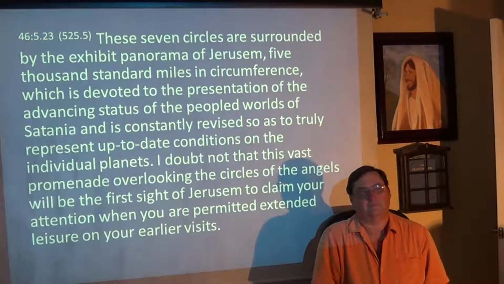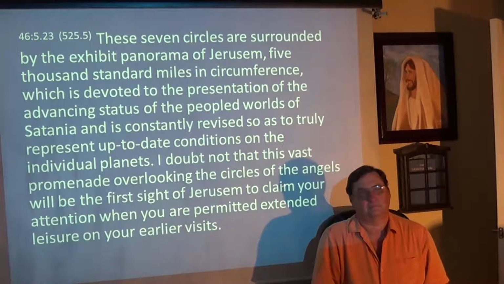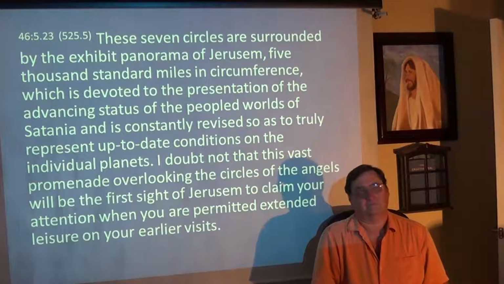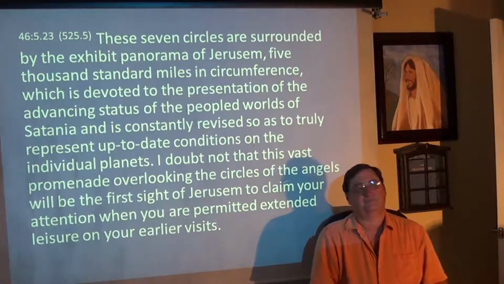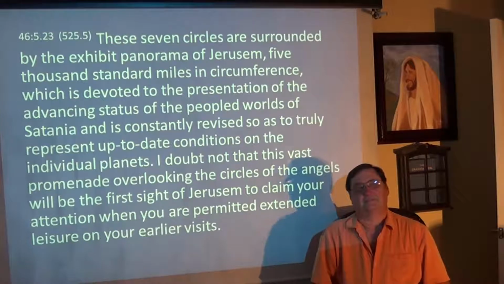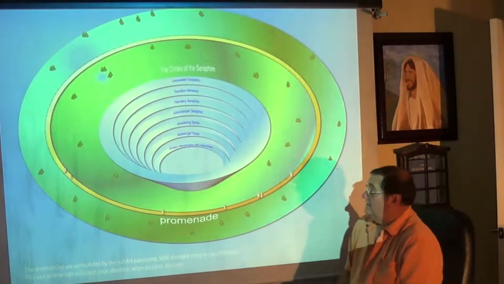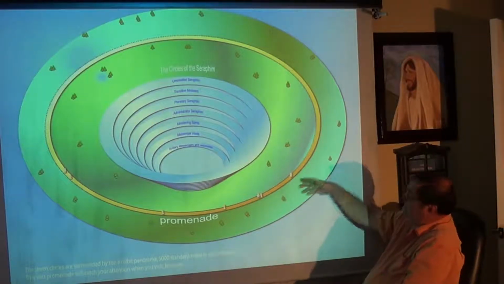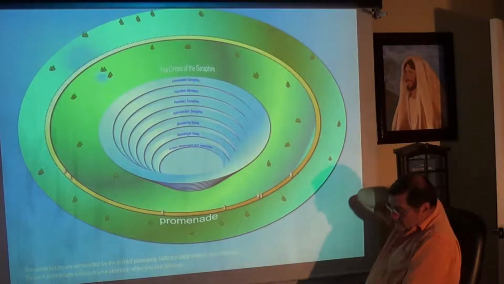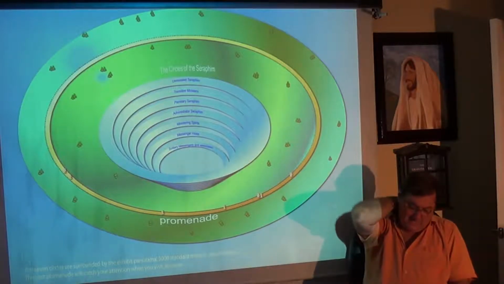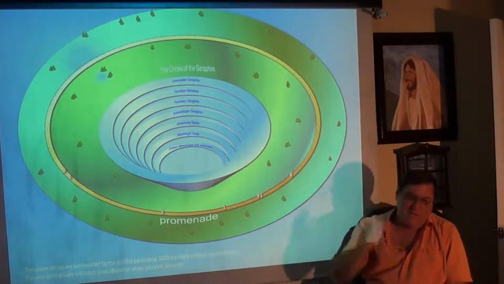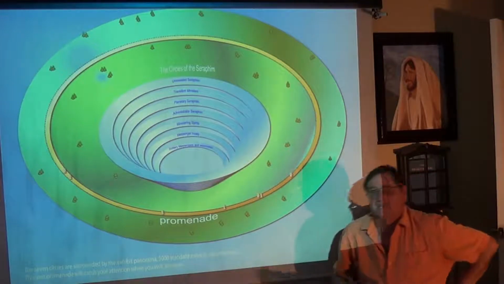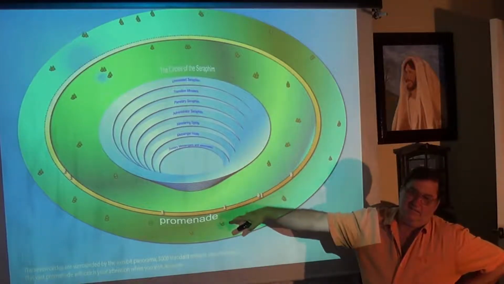I doubt not that this vast promenade overlooking the circles of the angels will be the first sight in Jerusalem to claim your attention when you are permitted extended leisure on your earlier visits. Okay, here it is. This is the circles of the seraphim, and this is the promenade. Now, can you imagine a representation of all 619 planets surrounding this thing?